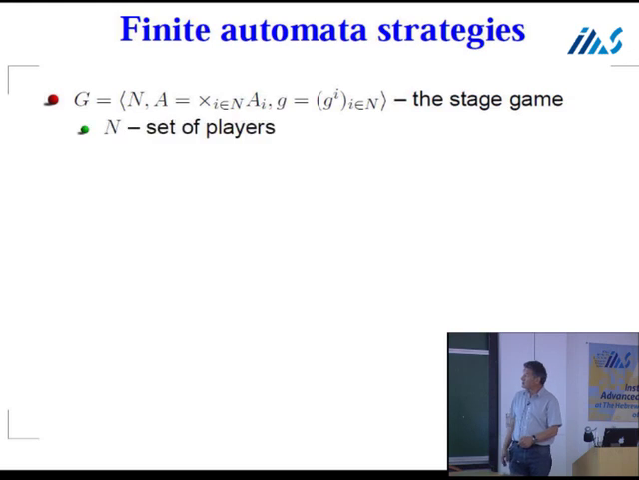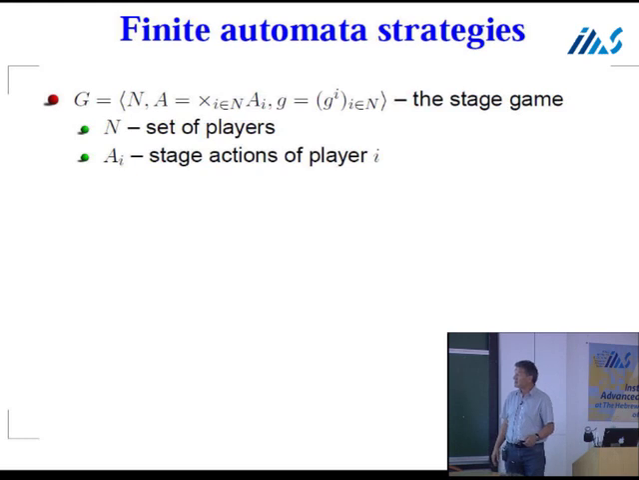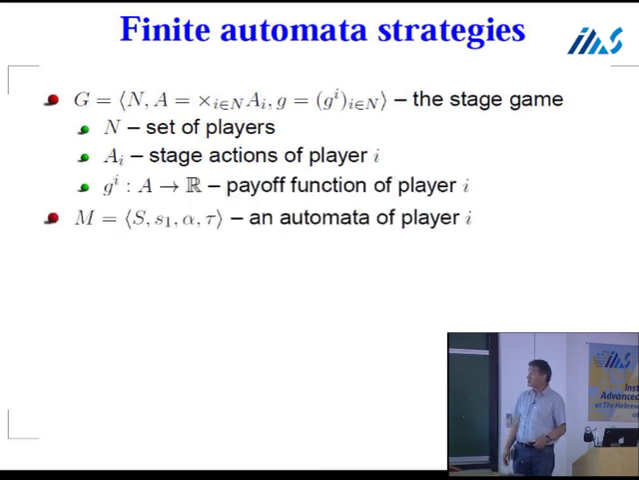So, the finite automata strategies. We have the game, so we have the set of players. Each player i has a set of actions, and we have payoffs for each player. So that's the set of players, Ai the actions of player i, and Gi the payoff. Now, what is an automaton?